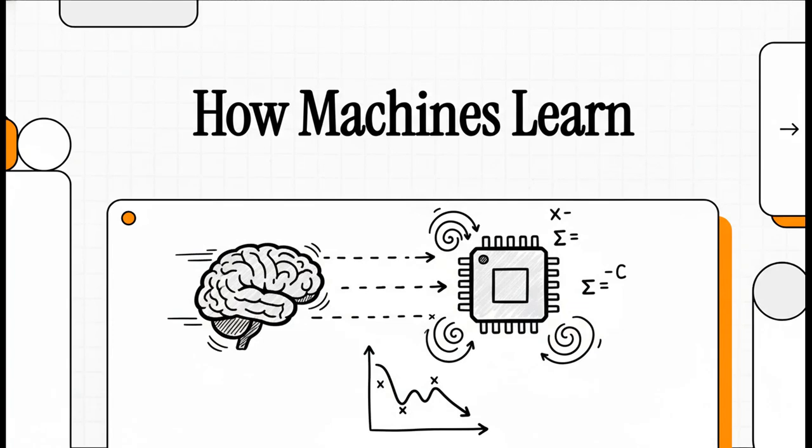All right, let's get right into it. We're going to tackle a huge question today. How does a machine actually learn? And spoiler alert, it's not magic. It's really just a fascinating process of trial and error, and it's all guided by some surprisingly simple math. So let's break it all down.